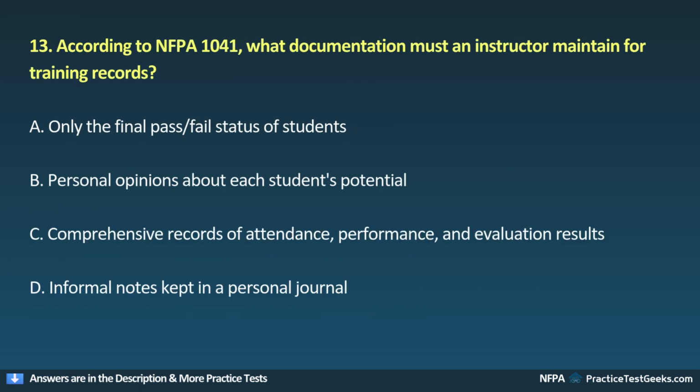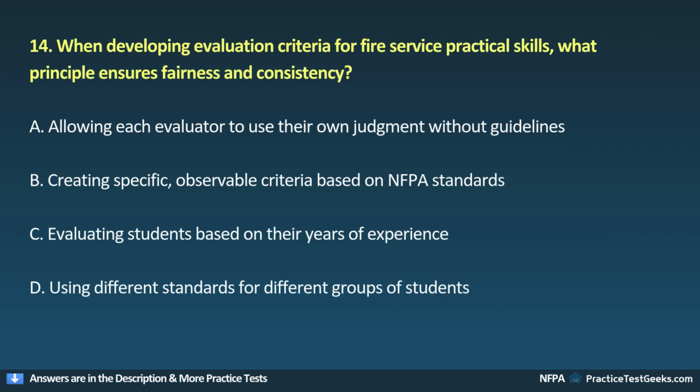13. According to NFPA 1041, what documentation must an instructor maintain for training records? A. Only the final pass-fail status of students. B. Personal opinions about each student's potential. C. Comprehensive records of attendance, performance, and evaluation results. D. Informal notes kept in a personal journal. 14.